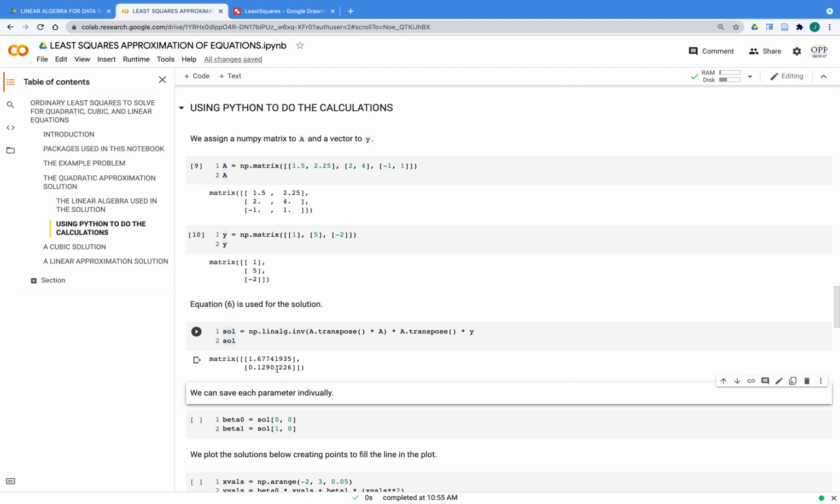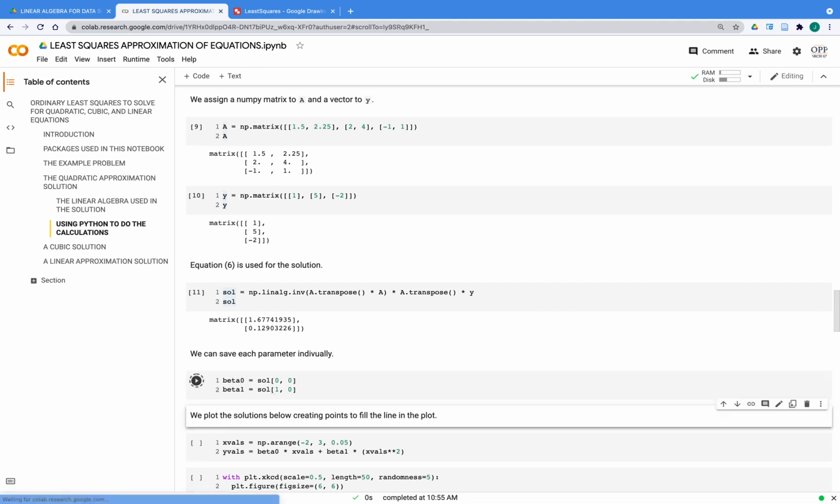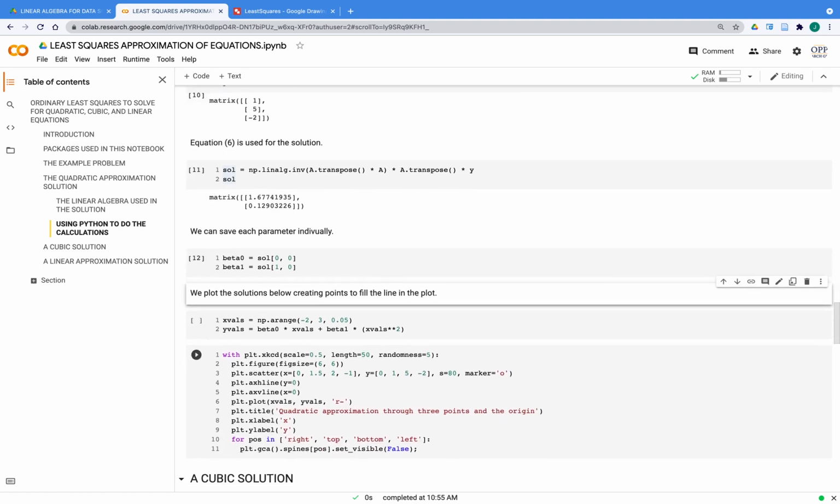And we see there. So let's just extract those 2 individually and store them as beta 0 and beta 1. So I'm just using some indexing there just to store those 2 values. And now, finally, I want to plot this solution.